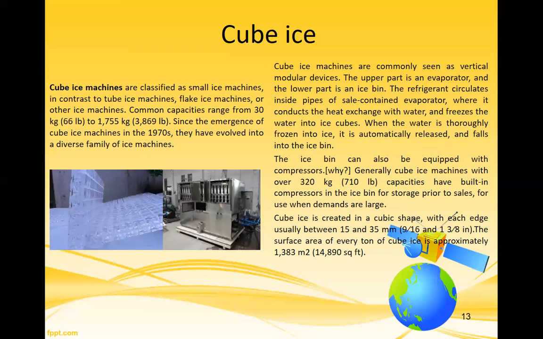The ice bin can also be equipped with a compressor. Why? Generally, cube ice machines with over 320 kg or 710 pounds capacity have built-in compressors in the ice bin for storage prior to sales for when demand is large. Cube ice is created in cubic shape with its edge usually between 15 and 35 mm or 9/16 to 1 3/8 inch. The surface area of every ton of cube ice is approximately 1,383 square meters or 14,890 square feet.